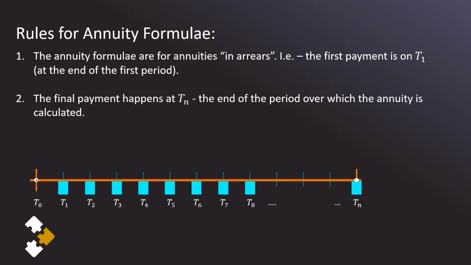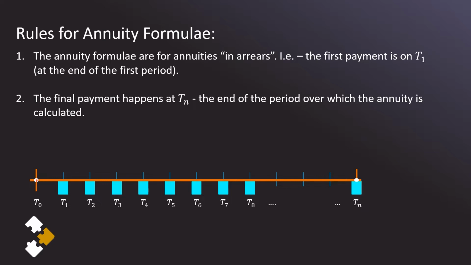Number 2, the final payment happens at Tn. Now, Tn is the end of the period over which the annuity is calculated, right? So if you are doing a present value annuity, well, Tn will be the day on which the final payment takes place.